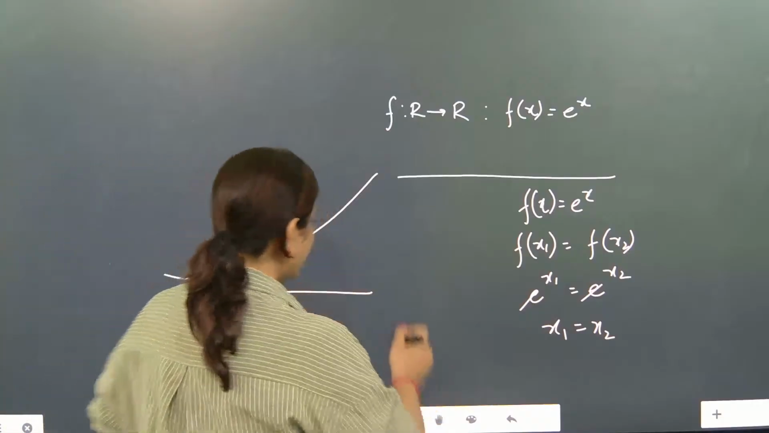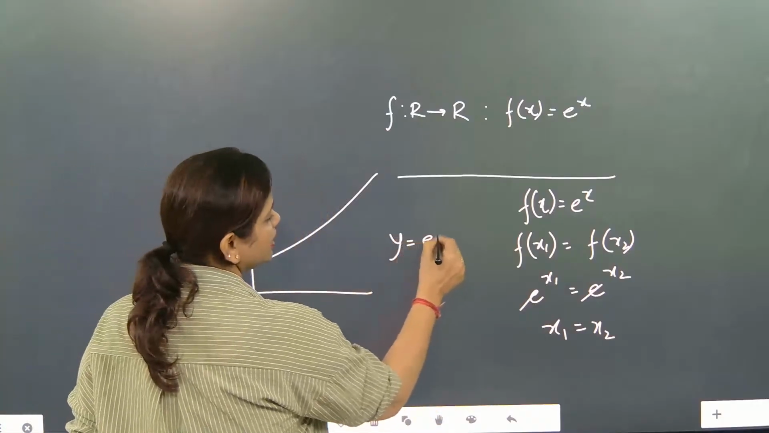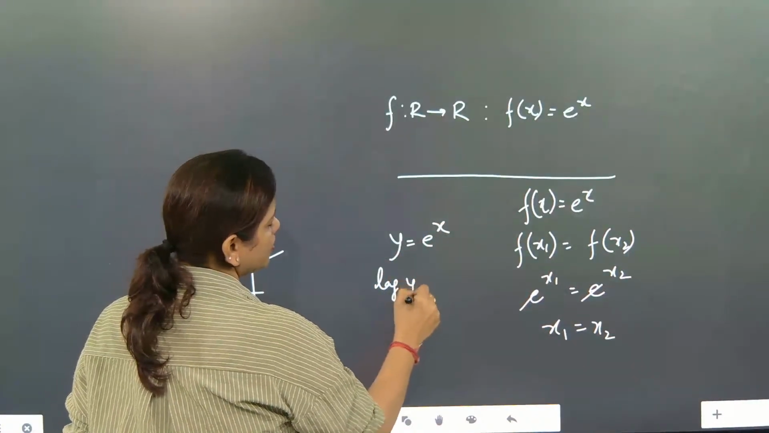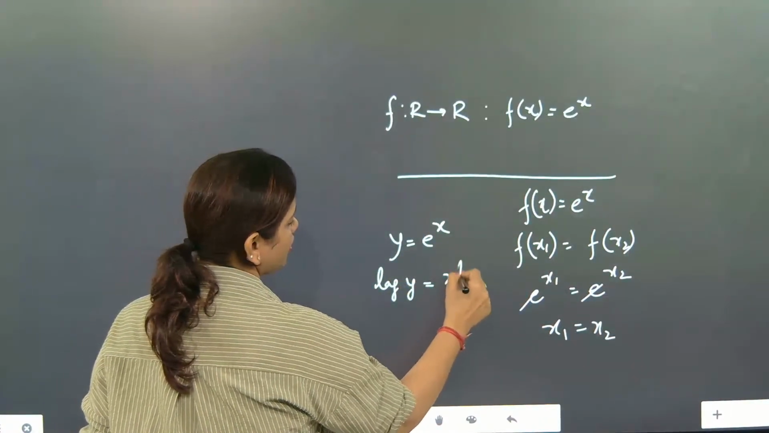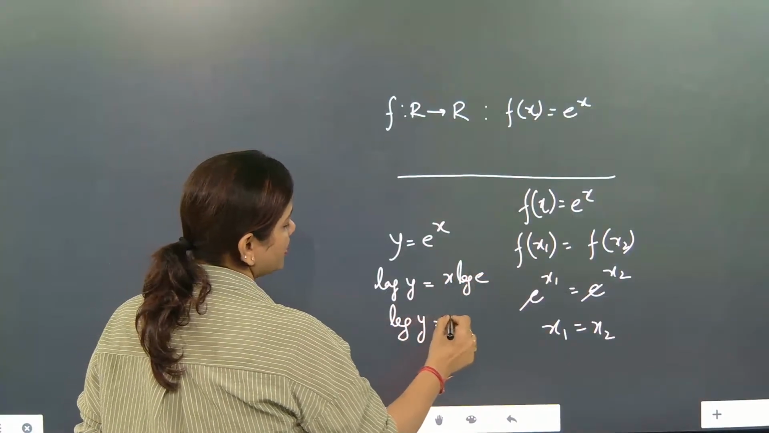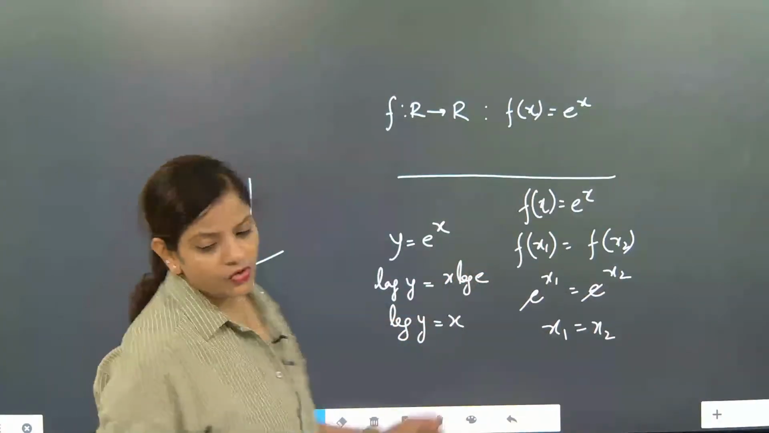Now when we write y is equal to e to the power x, we take log on both sides. Log y is equal to x log e, and log e is 1. So now it comes as log y is equal to x.